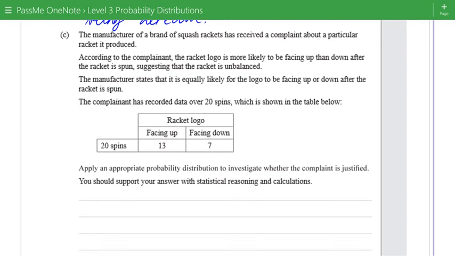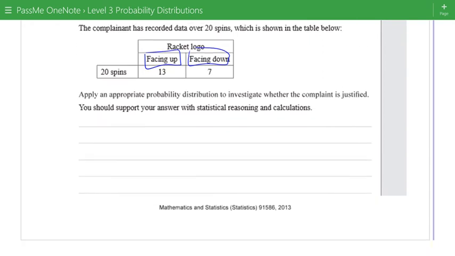So once again, I'll let you pause here and read if you need to. But the gist of the question is to see if our customer here has any right in saying that this is unexpected. So we're going to use binomial to check this as well, because we've got two outcomes, facing up and facing down, so the probability that it faces up should be 0.5 if it's fair, and the number of trials that the customer did was 20, and our x value is 13. Now whether we put 13 or 7 in doesn't matter, because we're either looking at face up or face down, and because they're supposed to be 50%, we'll actually end up getting the same probability either way.